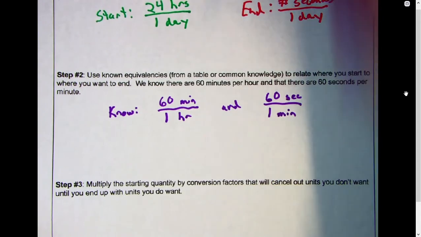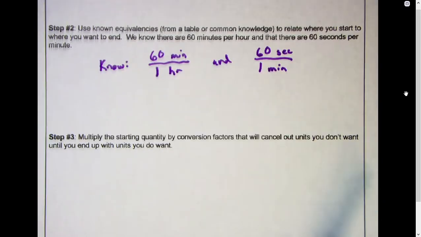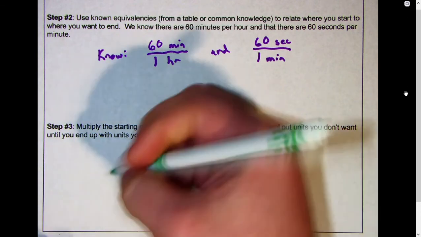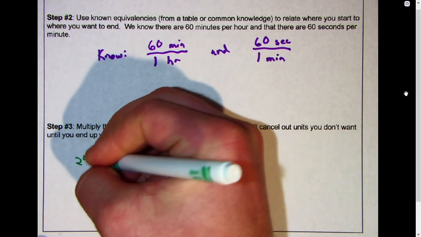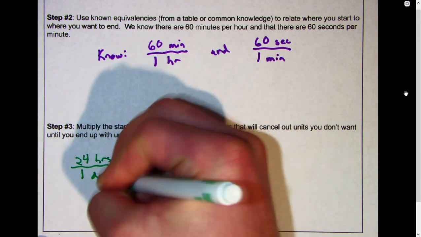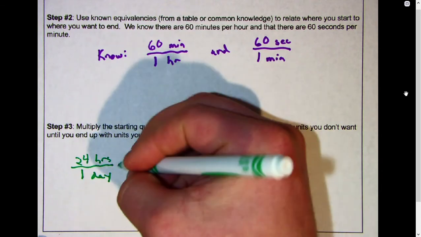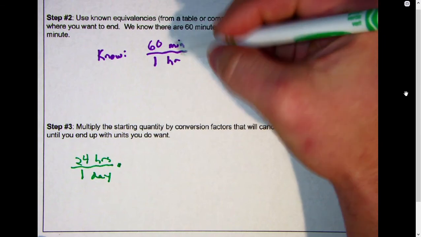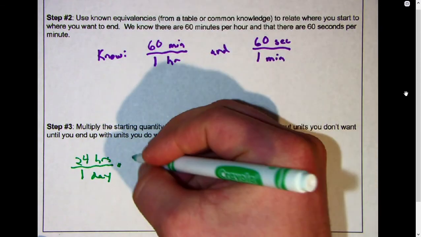What is step 3? Step 3 says to multiply the starting quantity by the conversion factors that will cancel out units you don't want until you end up with units you do want. What does that mean? Okay, so we started with 24 hours in one day. Well, I can multiply this whole thing by this conversion factor, 60 minutes per 1 hour. Well, why would I do that? Well, let's take a look and see what happens.